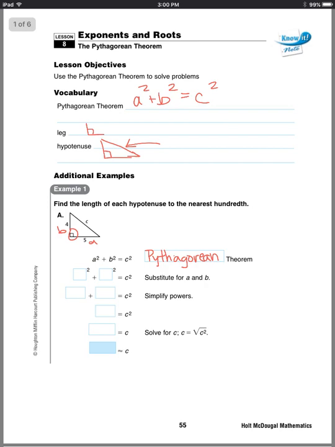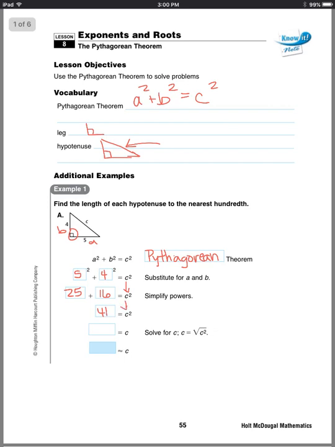So, in for A, I'm going to put 5. In for B, I'm going to put 4. Then I'm going to simplify the powers. 5 squared is 25. Plus 4 squared is 16, and I'm just going to bring down my c squared. And then I'm going to add 25 and 16 and get 41, and again bring down my c squared.